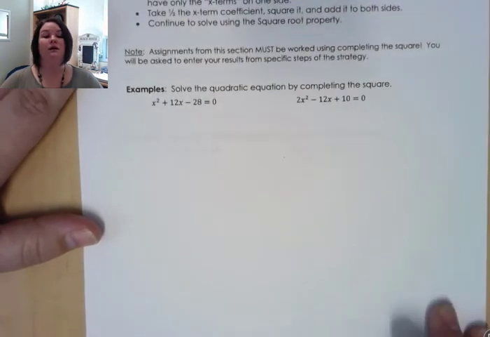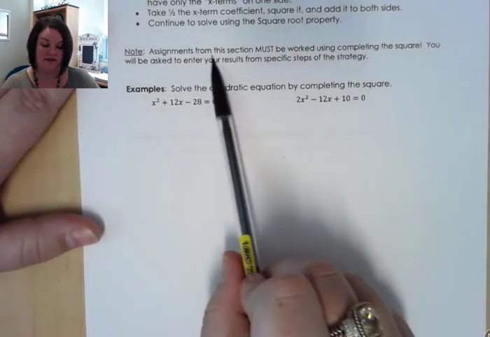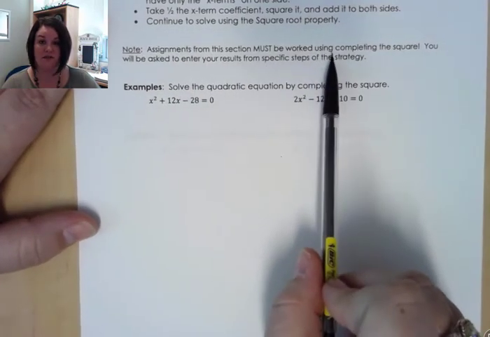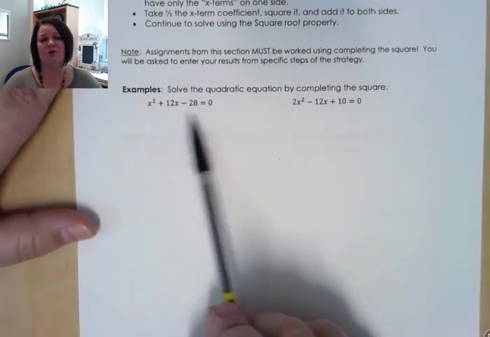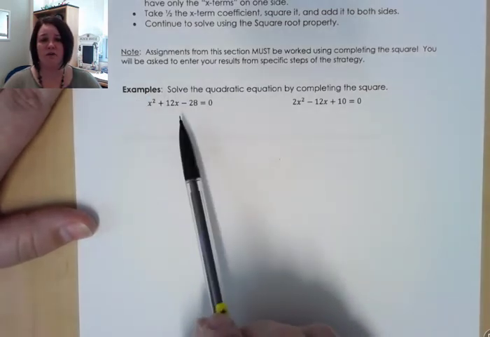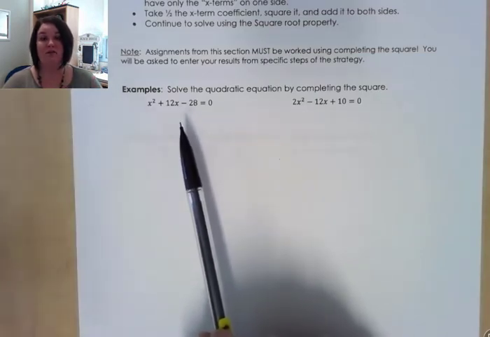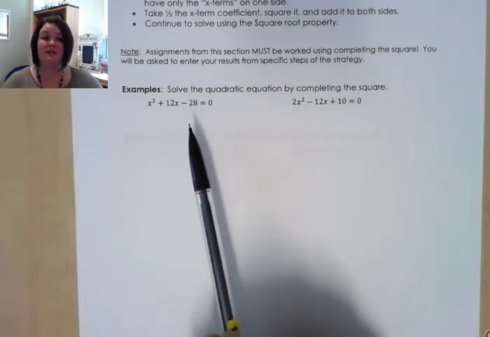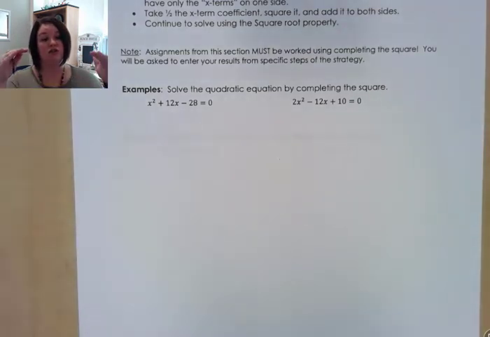Now, I want to point out that it says here, assignments from this section must be worked using completing the square. The reason is that I know anytime you have a quadratic equation, some of you know how to do the quadratic formula. Some of these may be factorable, but I want to ensure that you're learning this actual method of completing the square. So some of the assignments may not be the very end result answer. It may be the answer you get once you've gotten to a certain point in the completing the square process.